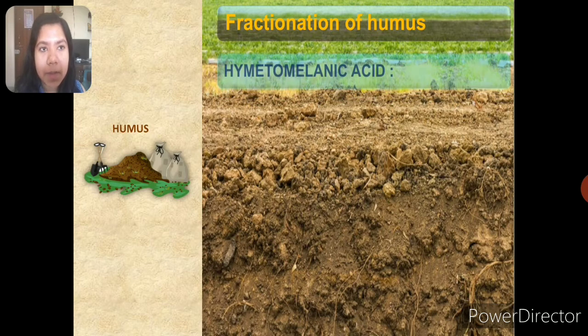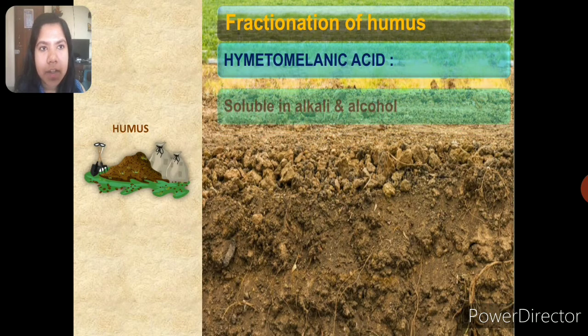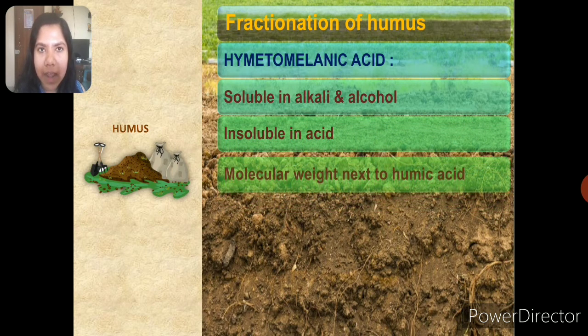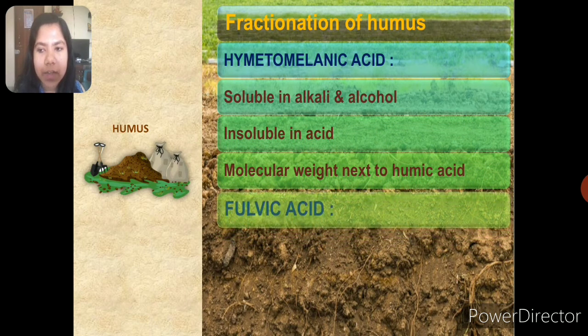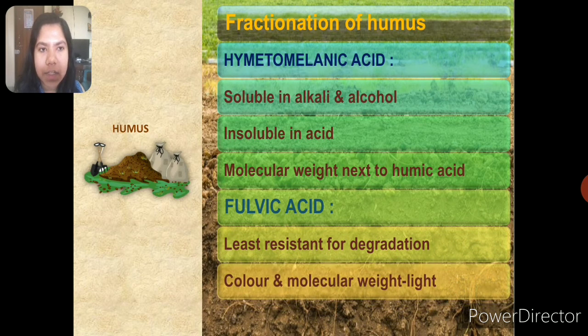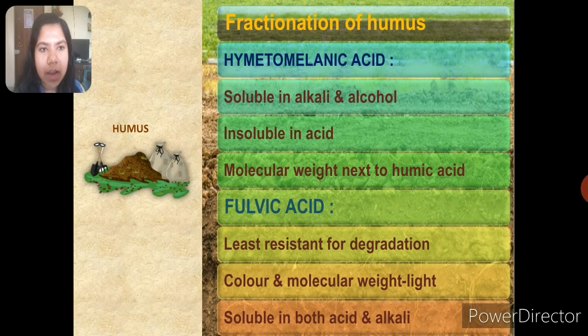Third is the hymatomelanic acid. It is soluble in alkali and alcohol, and it is insoluble in acid. The molecular weight is next to the humic acid. And the last is the fulvic acid, which is the least resistant to degradation. It is light in color and molecular weight, and soluble in both acid and alkali.